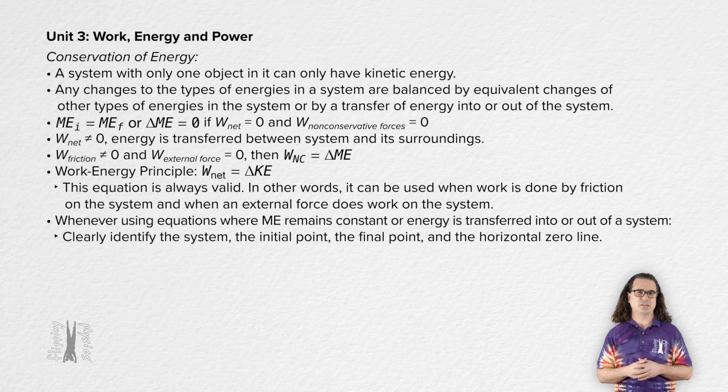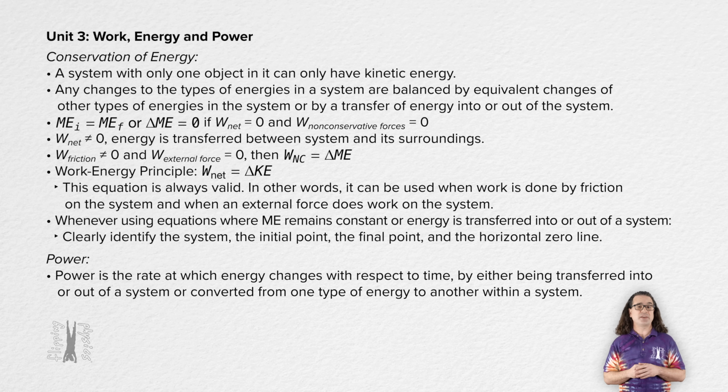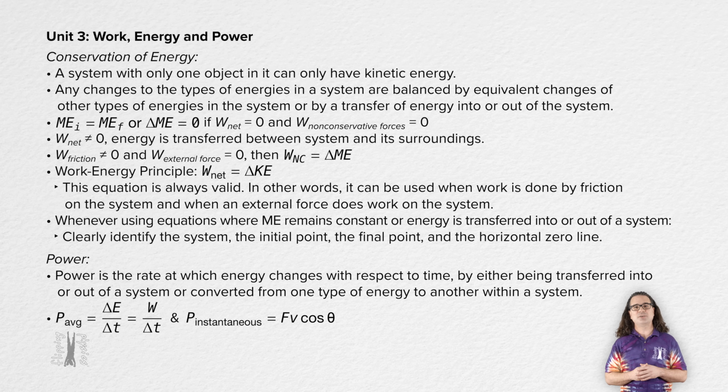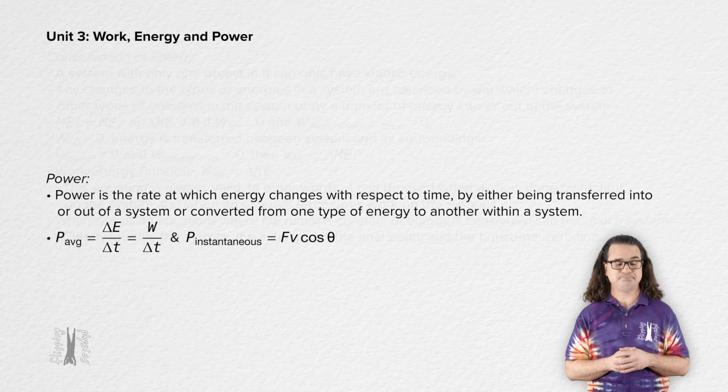the horizontal zero line. Power is the rate at which energy changes with respect to time by either being transferred into or out of a system or converted from one type of energy to another within a system. Average power delivered to a system equals the work done on the system divided by the change in time during which that work was done. Instantaneous power equals the magnitude of the force doing the work on the object times the magnitude of the velocity of the object times the cosine of the angle between the directions of the force and the velocity.